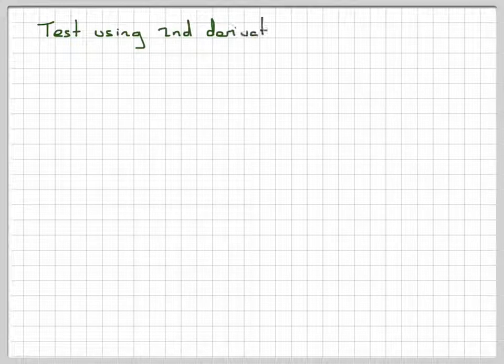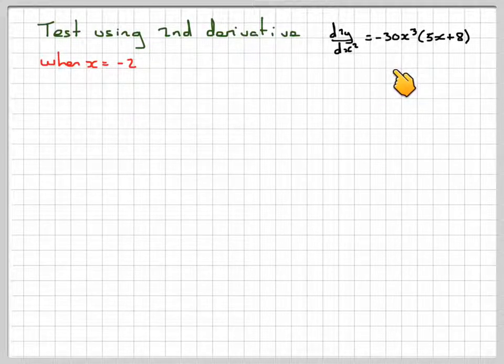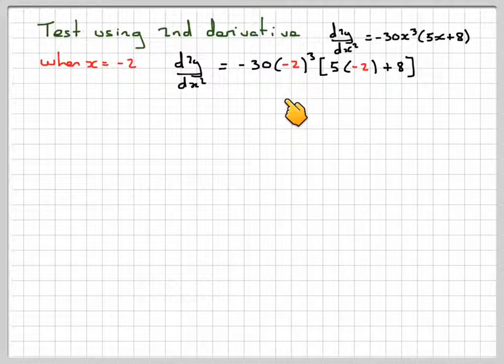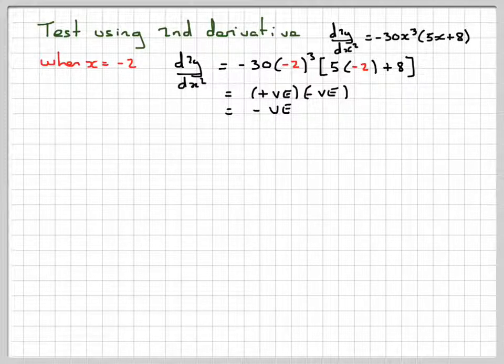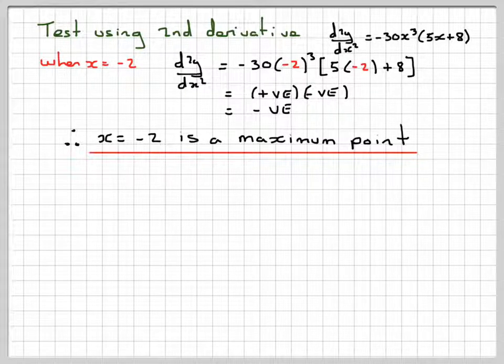And then we test using the second derivative test. At this stage, write down the second derivative. So it's minus 30x cubed times (5x plus 8). When x is equal to minus 2, we put minus 2 in here. We're only interested in the sign. If we cube a negative, we get a negative. So minus 30 times minus 2 cubed is going to be positive. And 5 times minus 2 plus 8 is negative. So positive times a negative gives a negative. Therefore, x equals minus 2 is a maximum point.